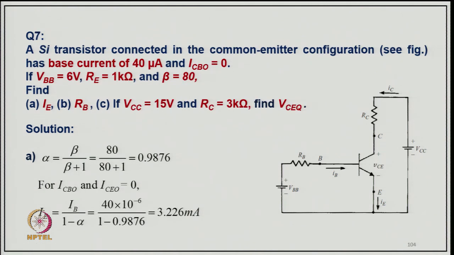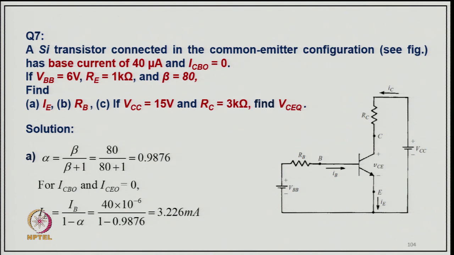Now, coming to numerical 7: a silicon transistor connected in a common base, common emitter configuration as shown here, which is a very common configuration, for base current of 40 microampere and ICO equal to 0. If VBB is equal to 6 volt, RE is equal to 1 kilo ohm and beta equal to 80, find the IE, RB. VCC equal to 15 and RC equal to 3 kilo ohm, find VCQ.